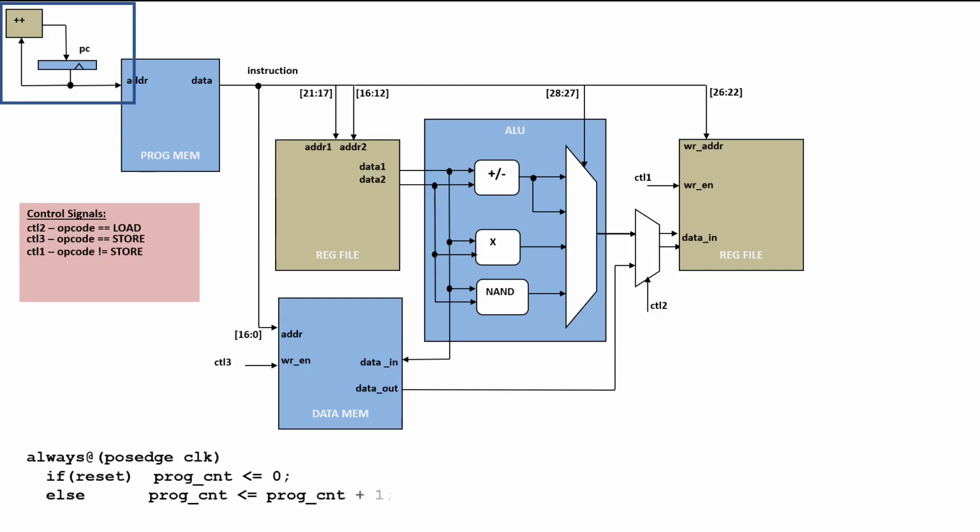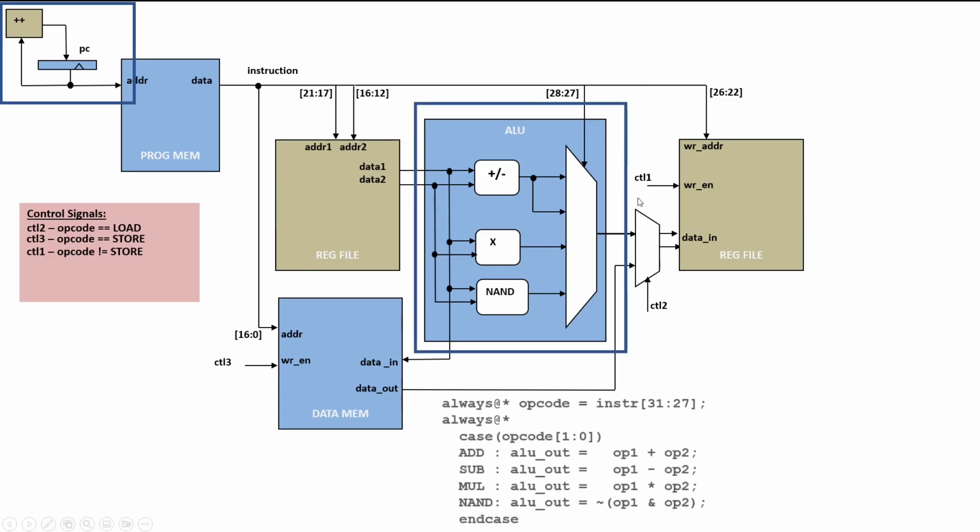This is a simple counter. So we already know that we can use always at posedge clock to generate a register, and we can increment that register on every clock cycle. So when we come out of reset, we can start incrementing it.